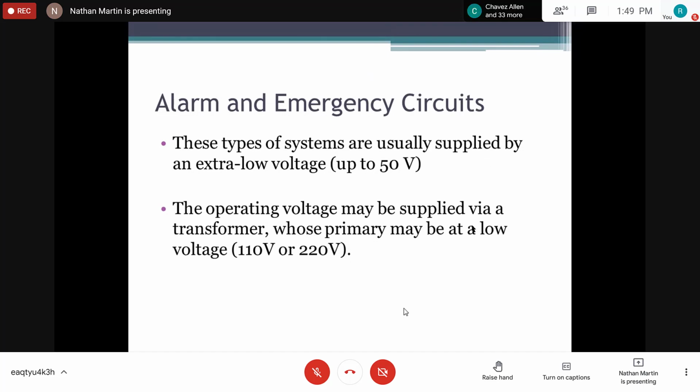All right, alarm circuits. These types of system are usually supplied at extra low voltage, right? Rather than 110 or 220 volts, we're talking about 50 volts, so we're talking about the use of a transformer, right? Hence, these cannot be in the same conduit as the low voltage devices, right? So if we're using trunking, we have to use segregated trunking with different compartments. If we're using conduits, the conductors for these cables must be drawn in separate trunking conduits, right?